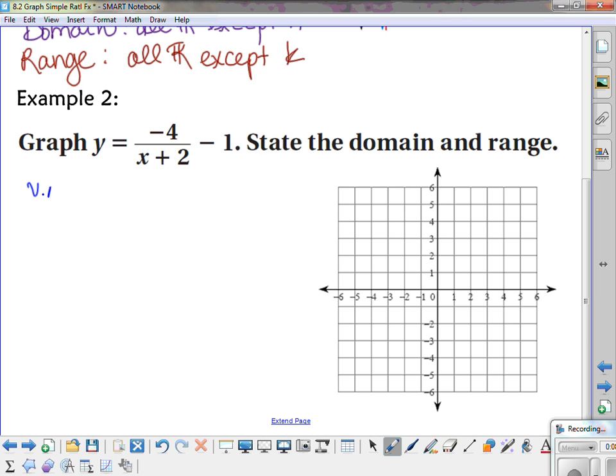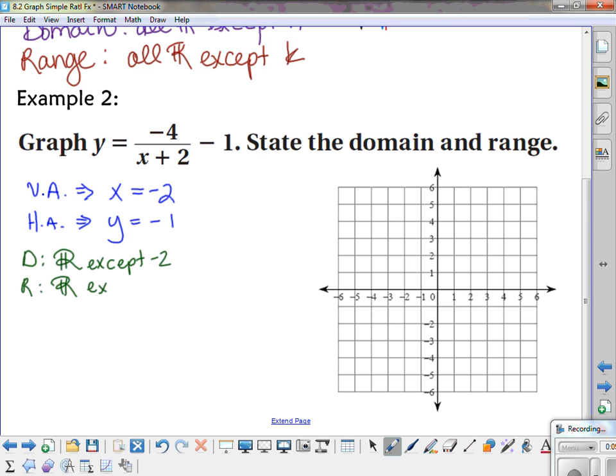Okay, so my vertical asymptote is going to be x equals what? What can x not be equal to? -2, because that will make the denominator equal to 0. And then my horizontal asymptote is going to be y equals -1. Okay. And then domain and range. Domain is going to be all real numbers except -2. Range is going to be all real numbers except -1.